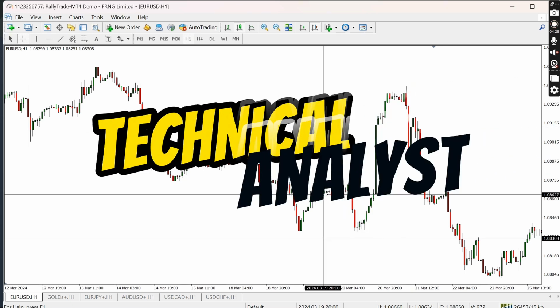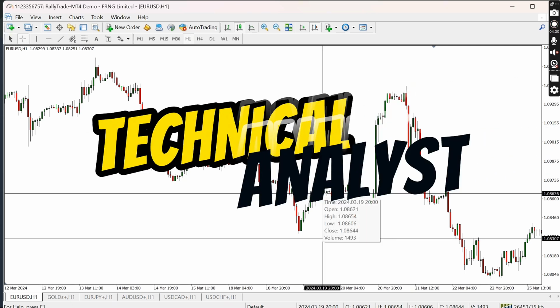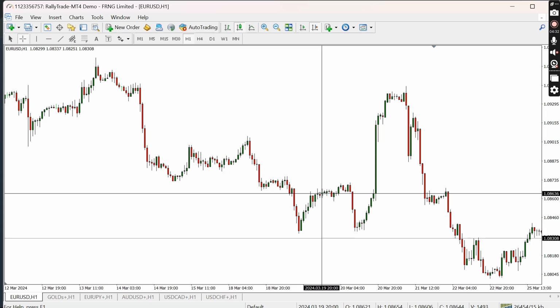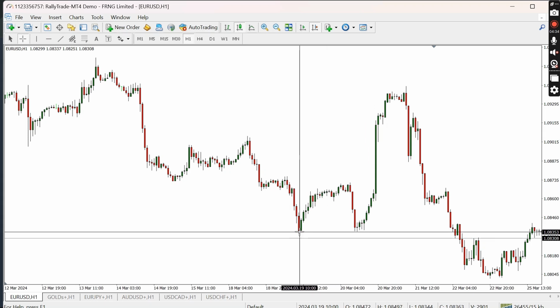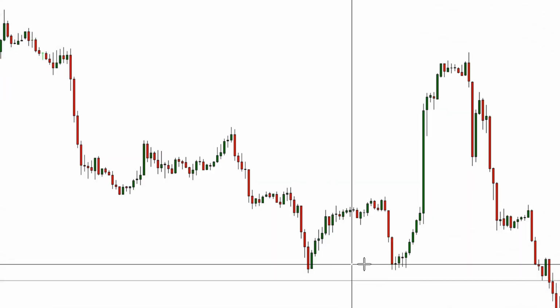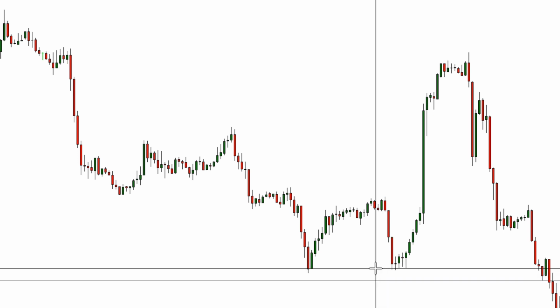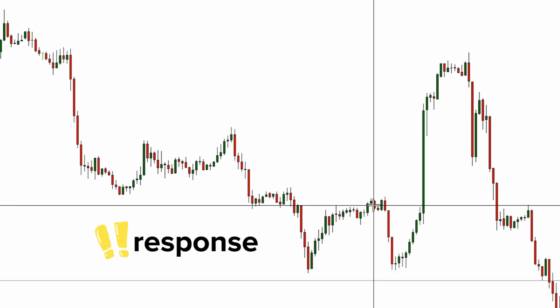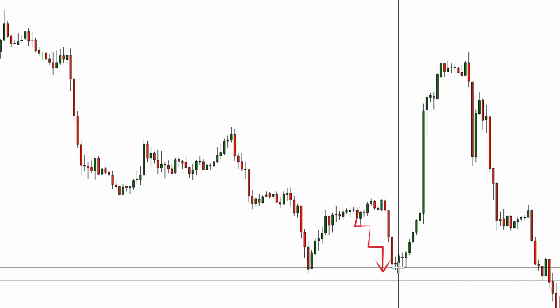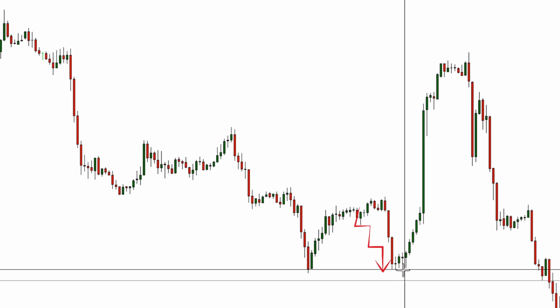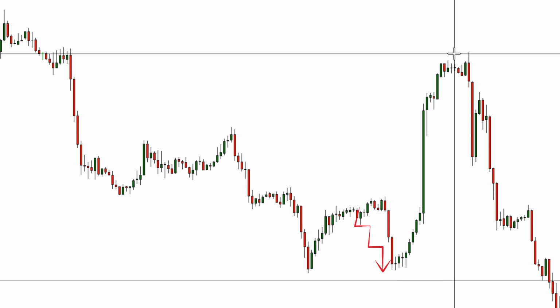As a technical analyst, if you're analyzing the market technically, what you can anticipate is that price has reversed in the past. It's a very high chance that if it comes back there again, there may be a response. And definitely that was what happened. Price came back there again, and what happened? There was a response, and price pushed to the upside.